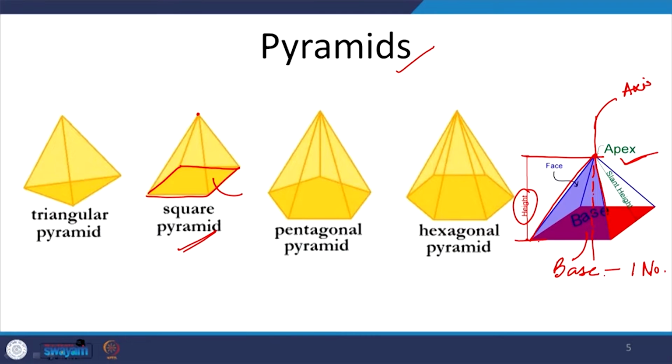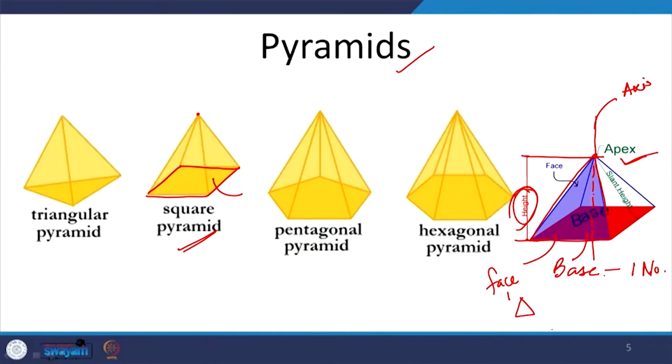Now, what happens because of this? Each of the faces is triangular. We will always get triangular faces for pyramids, and for regular pyramids, we will get isosceles triangles. Depending upon what the height is, in some cases we may get equilateral triangles also, but essentially we will definitely get isosceles triangles in the pyramids.